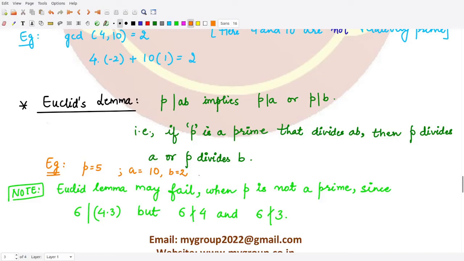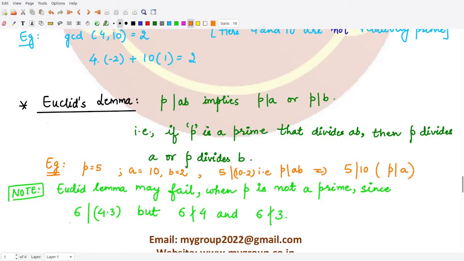So then 5 divides 20, that is P divides AB, right? Or in place of 20 you should write 10 multiplied with 2. So this implies that 5 divides 10 in this case, that is P divides A, and it fails whenever P is not a prime number.